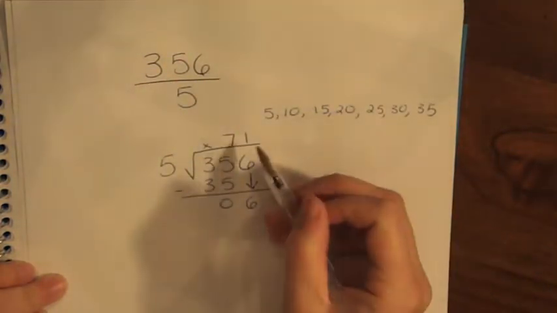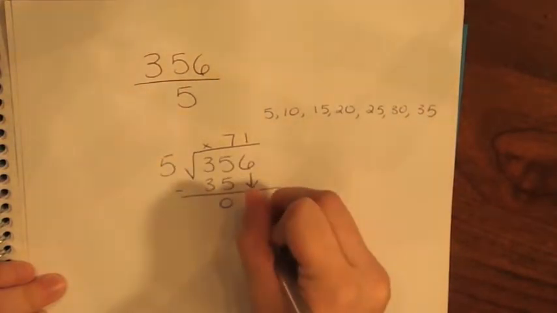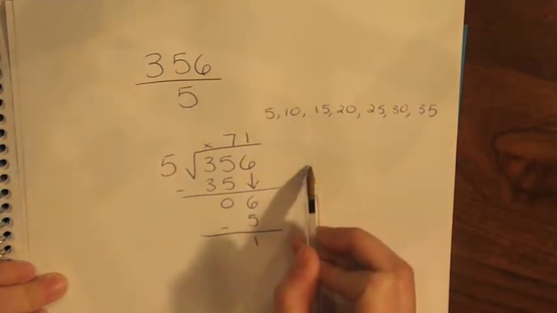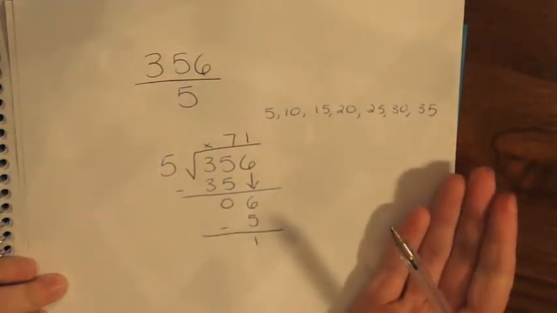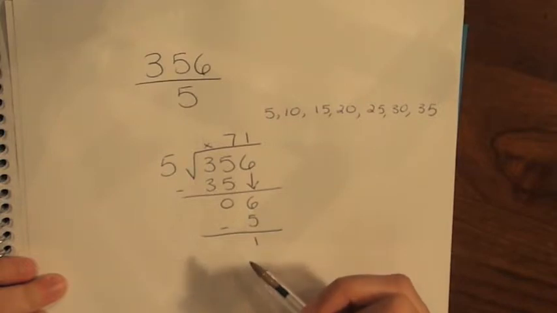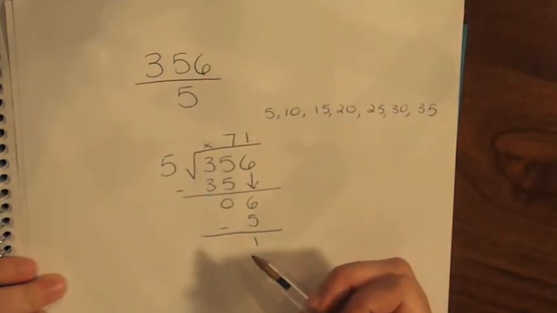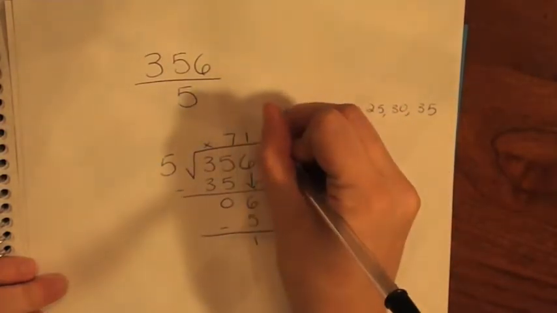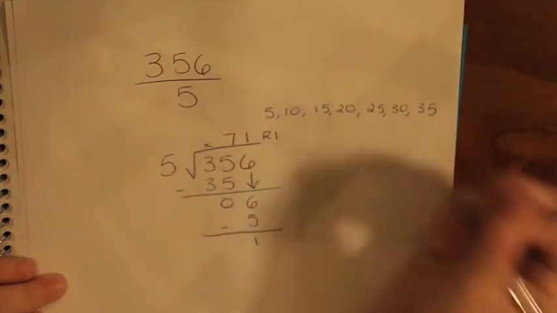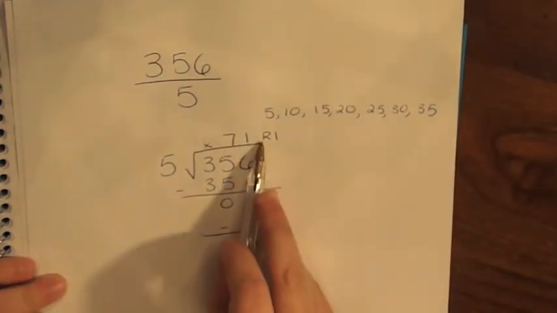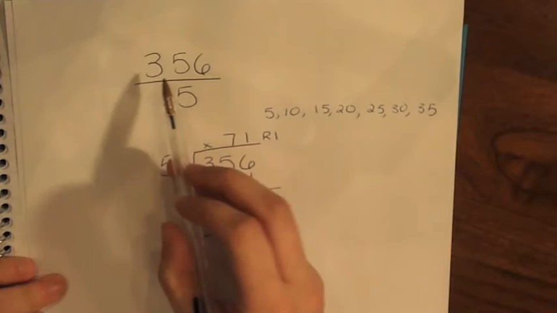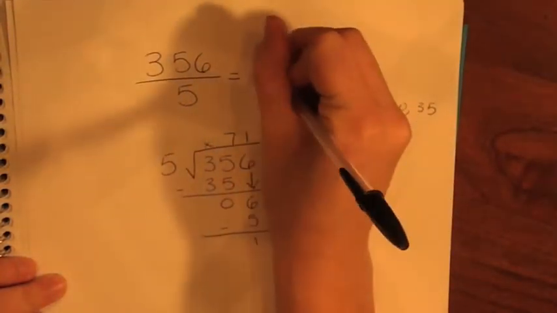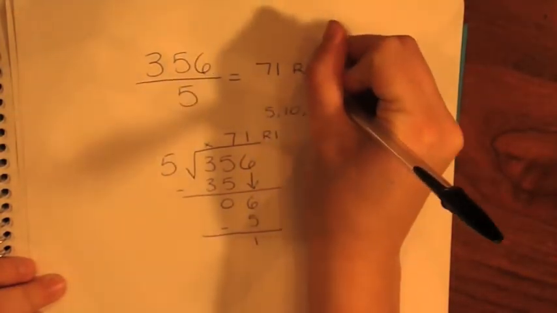Check our work. 1 times 5 is 5. So we subtract 6 from 5, which equals 1. But there's no more numbers left here. So what do we do? We have this 1 left over. So what we do is after the number that we have, 71, we write an R1, which tells us that there is a remainder of 1. So that means our answer to 356 divided by 5 is 71 with a remainder of 1.